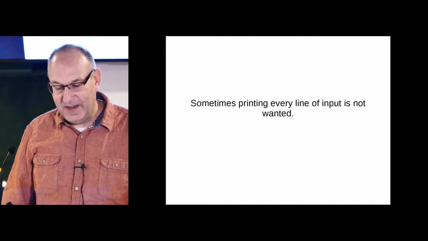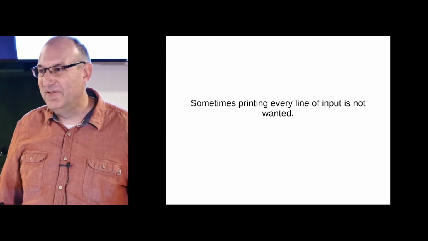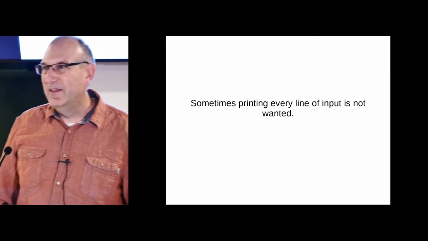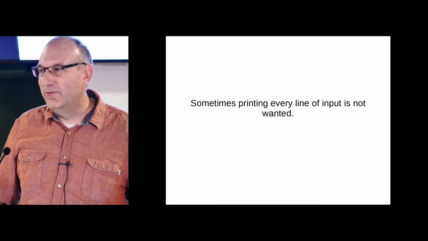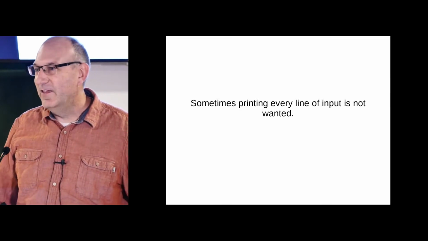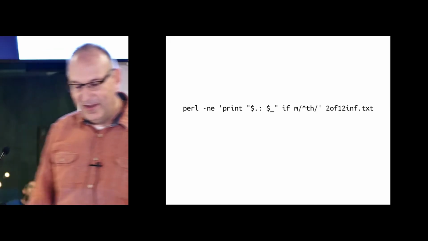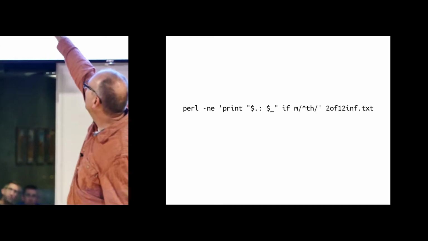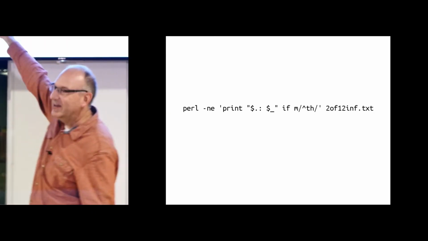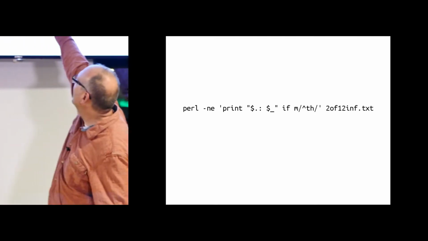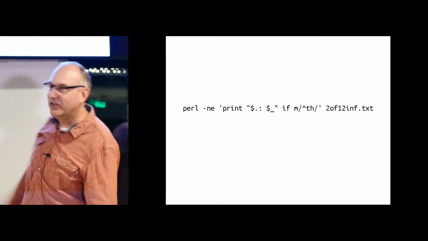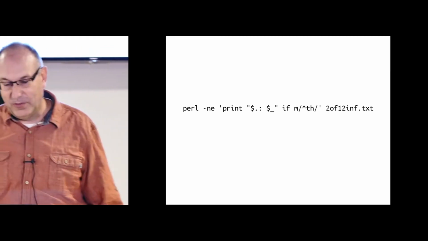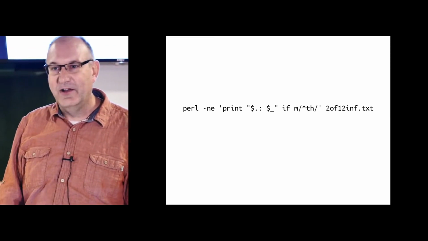So sometimes printing every line of input is not wanted, and we've been using the -p shortcut or command line switch to cause Perl to wrap a while loop and then automatically print each line. But if we use -n, then we get the while loop without the implicit print. Here's an example, perl -ne. So n means wrap a while loop that reads from each line of the file, but we're not going to implicitly print. Now we're going to explicitly print, but only if the line starts with TH. So in other words, we're going to print every line in the dictionary that starts with the letters TH, and also what line number it came on.